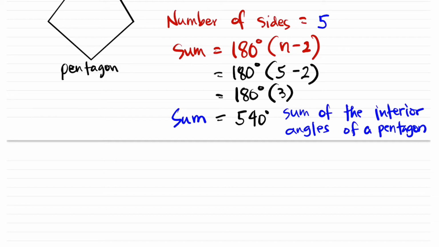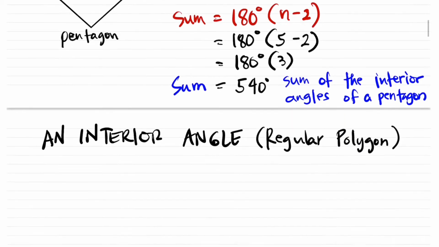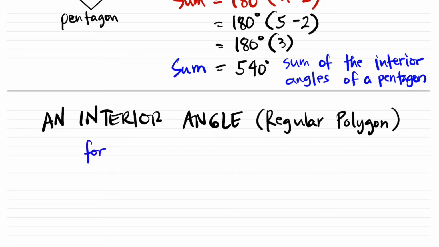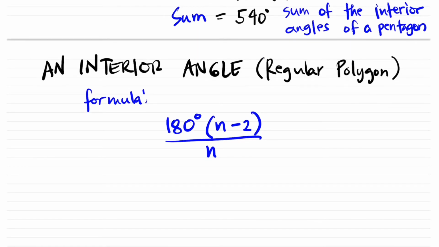Now let's try if you're trying to find only one interior angle. We have to find one measurement of the interior angle, and we are talking about a regular polygon. So the formula would be 180 degrees times n minus 2, divided by n. If you're trying to find one specific interior angle, that's the formula.